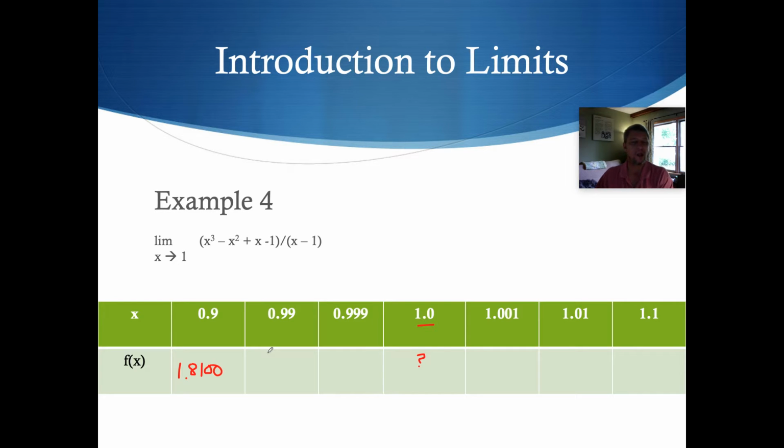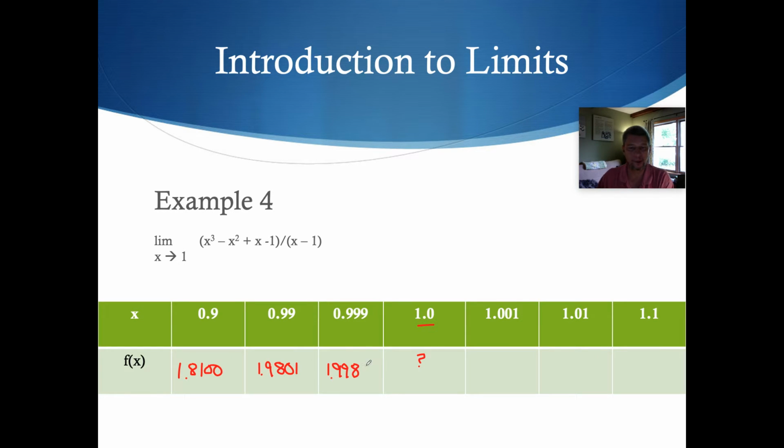Okay. Do the same thing with 0.99. So 0.99 cubed minus 0.99 squared plus 0.99 minus 1 all over 0.99 minus 1, and that's going to give you 1.801. Try it again with 0.999, and that's going to give you 0.999 cubed minus 0.999 squared plus 0.999 minus 1, and so on. And if you plug this into your calculator correctly, you'll get 1.9980.